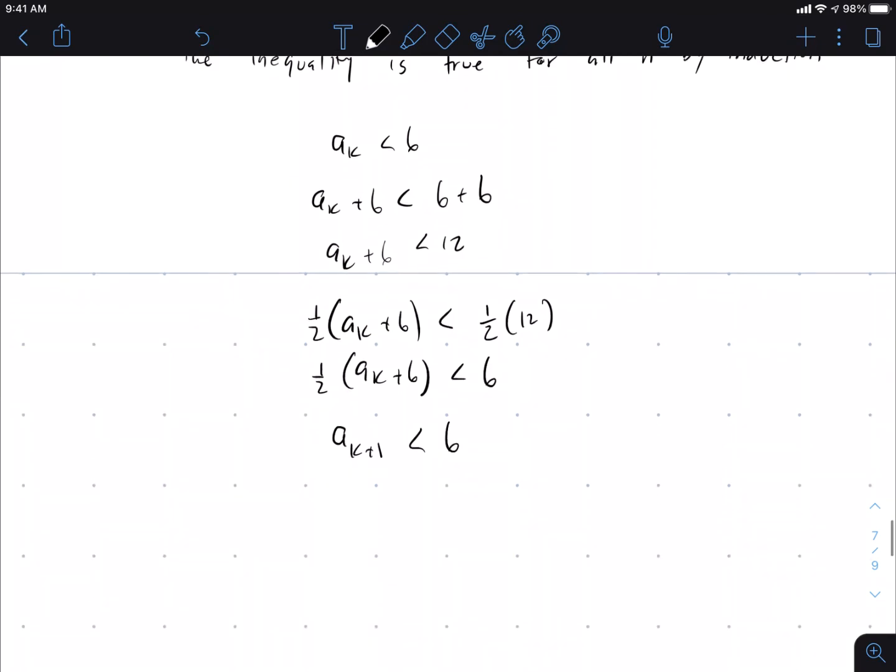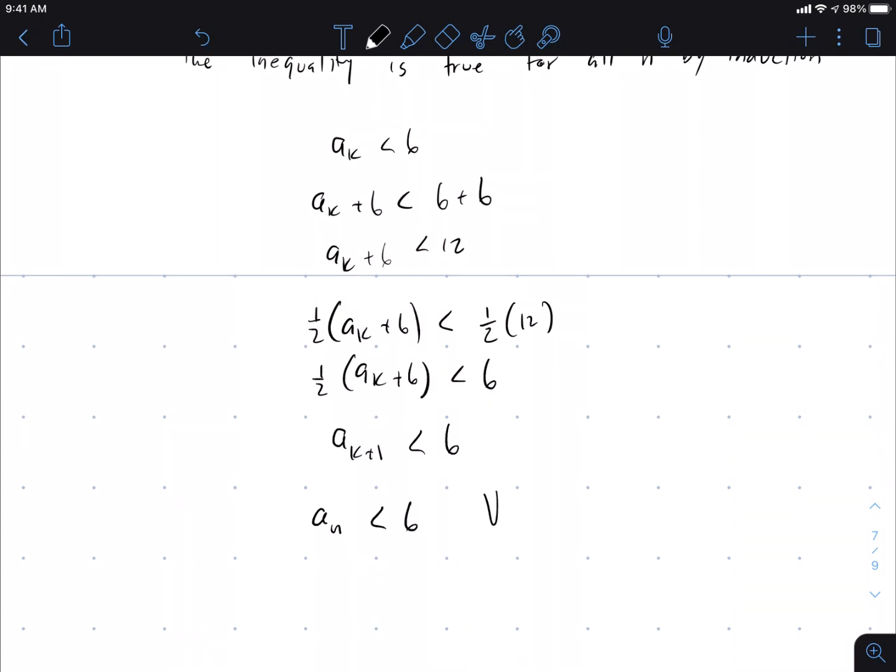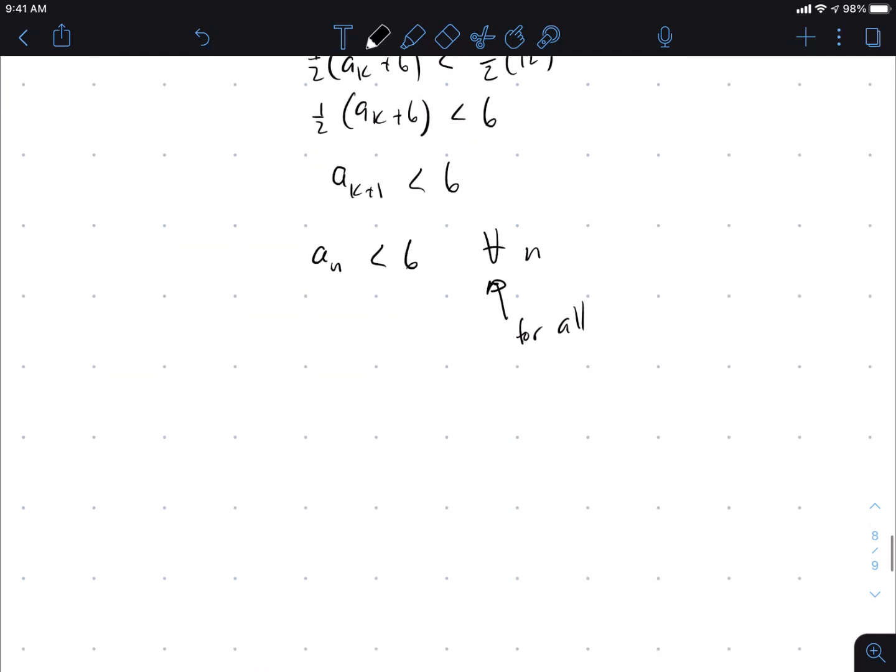So what this is showing us by, again, induction, is that our a sub n is going to always be less than 6. This is for all of our n's. Okay, I should probably write that down so you guys know. That means for all. So what's cool about that is what it ends up demonstrating for us is that this thing is bounded, and it's bounded so that it ends up equaling 6. So I can show that to you. So here's how I do it.